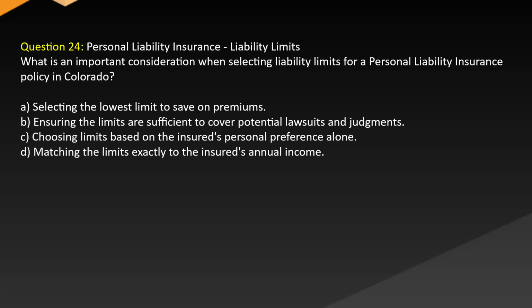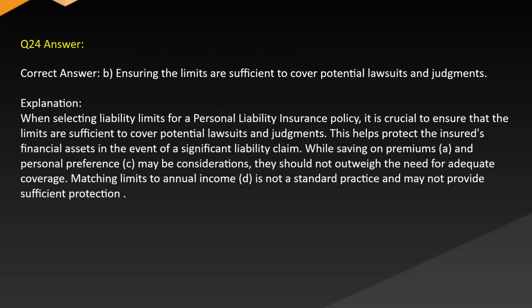Question 24. Personal liability insurance. Which of the following is an important consideration when selecting liability limits for a personal liability insurance policy in Colorado? A. Selecting the lowest limit to save on premiums. B. Ensuring the limits are sufficient to cover potential lawsuits and judgments. C. Choosing limits based on the insured's personal preference alone. D. Matching the limits exactly to the insured's annual income. Correct answer. B. Ensuring the limits are sufficient to cover potential lawsuits and judgments.